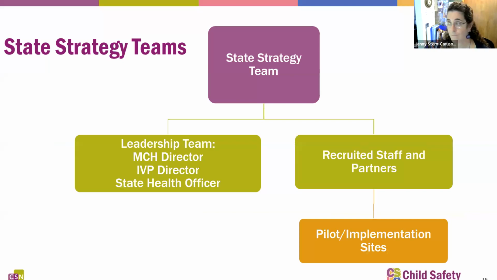So what that looks like is that you have your organizational design where you have your leadership and support. And then you've got your Title V staff and other partners that might be working on that with you. And then whatever community-based organizations, partners, pilot sites, and others that then would be part of that team.